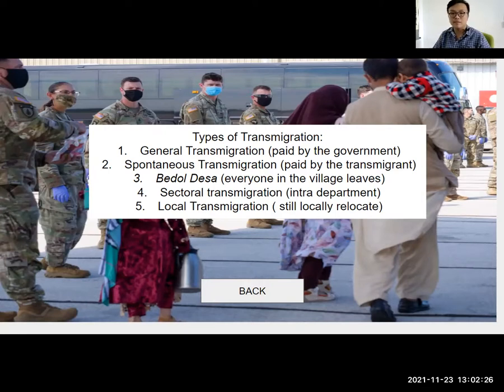Spontaneous transmigration. So it is a transmigration on the will of the person itself and is paid by him. So the fund comes from him or her. Bedol desa. Everyone in the village leaves to a new area. Sectoral transmigration, intra-department, and local transmigration. So they still relocate within, for example, a certain province.